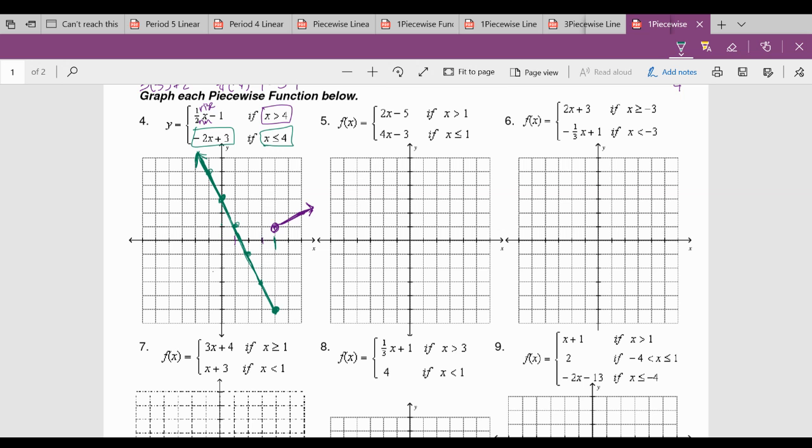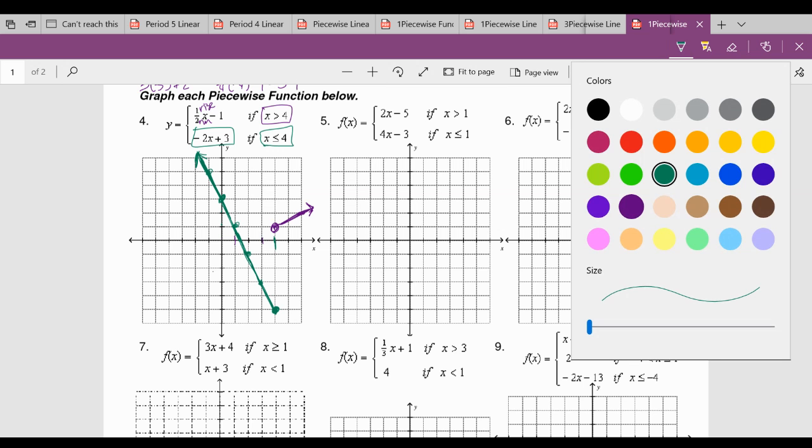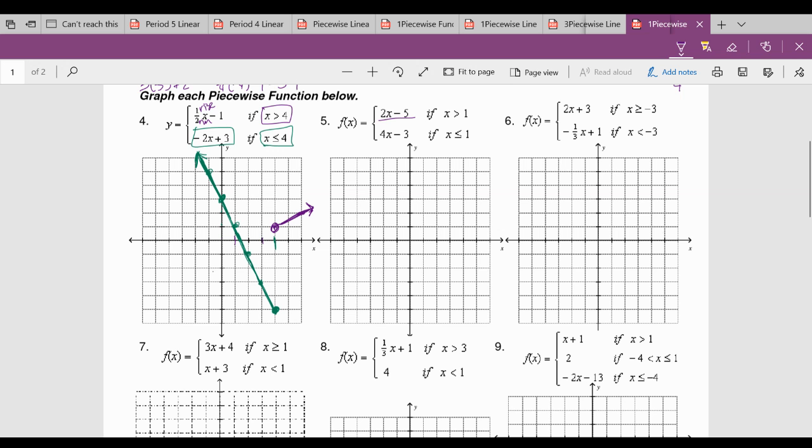Okay, on the next one, I'm going to do the first part, 2x minus 5. My y-intercept is 0, -5. Put a dot there. And my slope is 2. So I'm going to rise 2 and go up 1. 2 over 1, 2 over 1, 2 over 1, and so on. Okay? Again, I'll go ahead and create my line there. I'm sorry it's not perfectly straight.